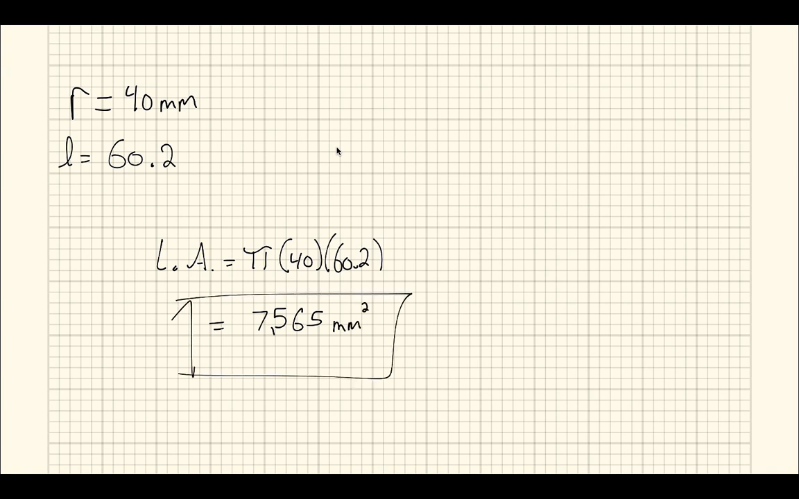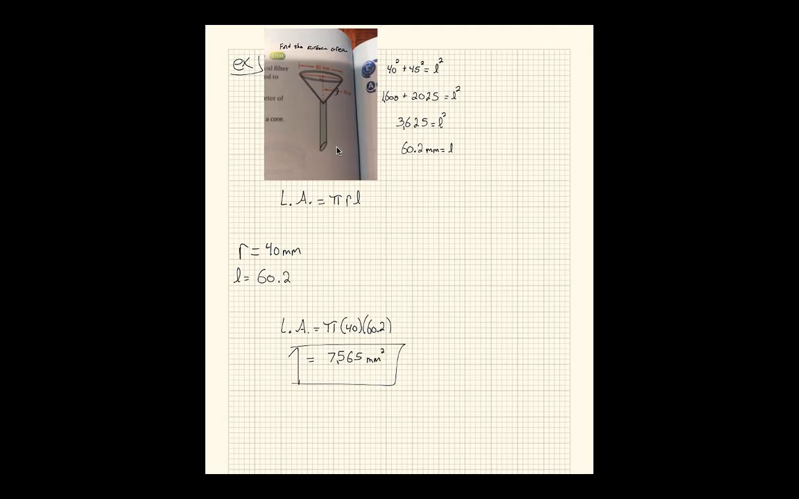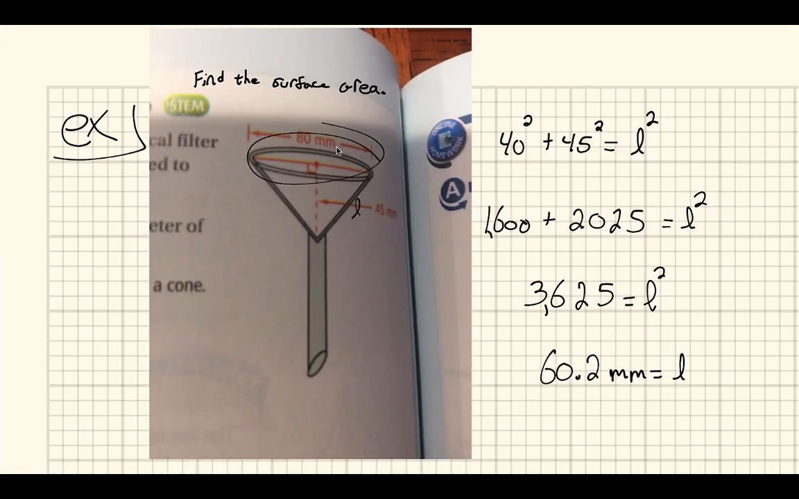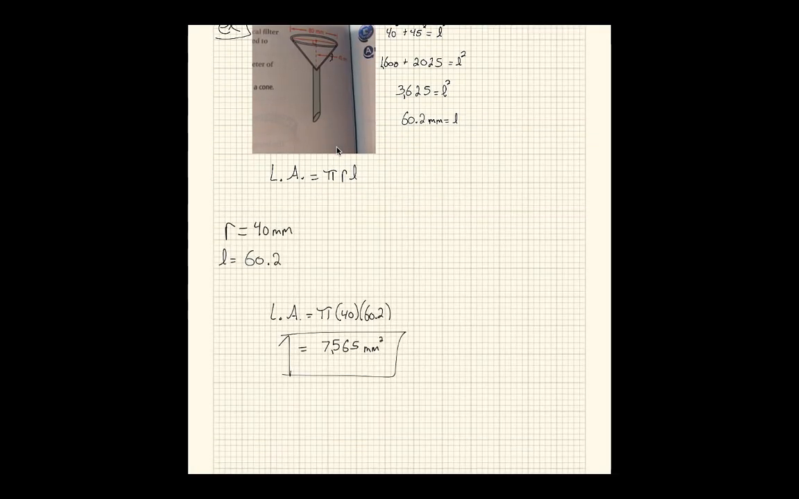Now, if this wasn't a funnel and it was just a regular old cone, what you would do next is add pi r squared, because that would include the base. But this being a funnel, we're not going to include that. And 7,565 millimeters squared is going to be our answer.